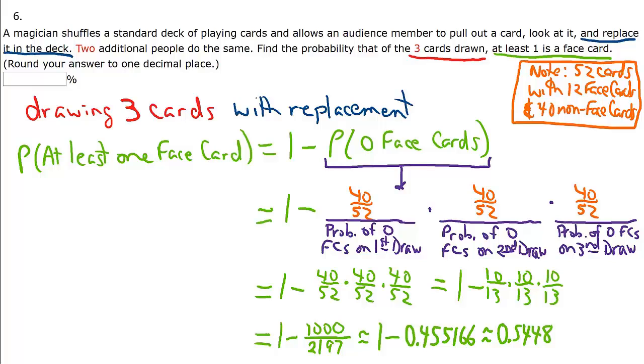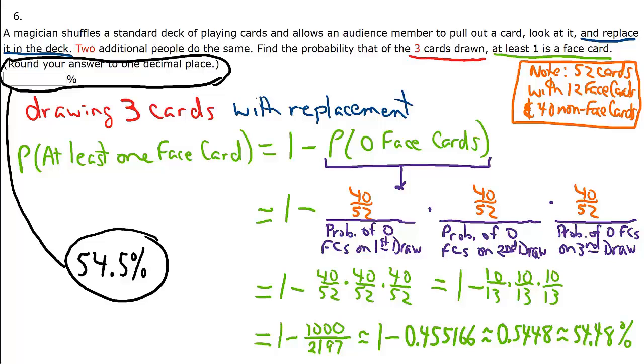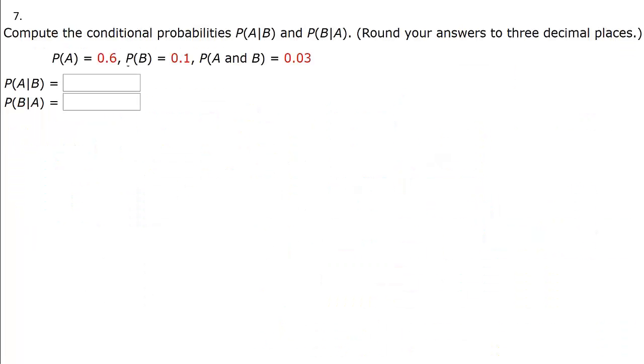So if you move the decimal place 2 places to the right, you get 54.48%. And if you round that off to one decimal place, that would round off to 54.5%.